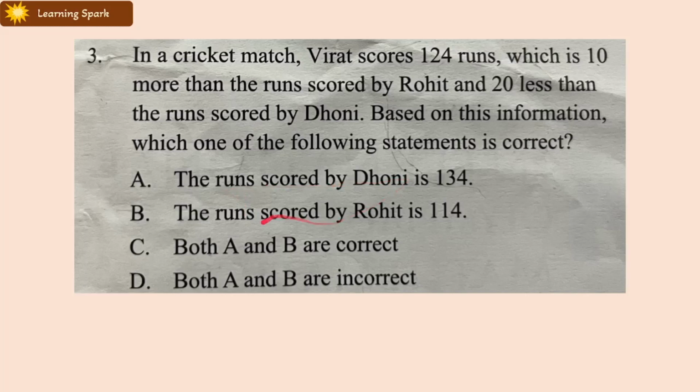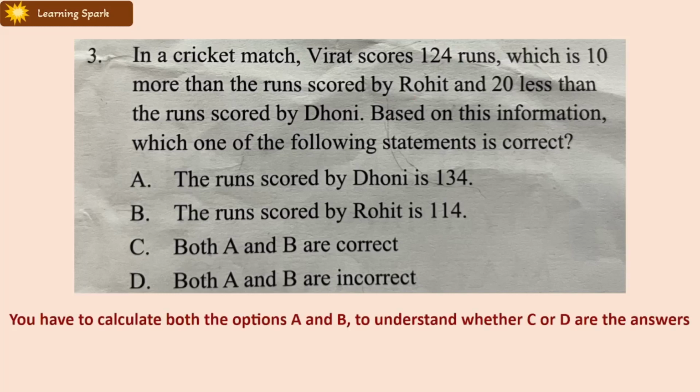Runs scored by Dhoni and runs scored by Rohit. Alright, so let's go to the sum now. So it says that Virat scores 124 runs, which is 10 more than Rohit. 10 more than Rohit, that means Rohit scored 10 less than Virat. So how much has Rohit scored? Rohit has scored Virat minus 10, because Virat has scored 124 and Rohit has scored 114.